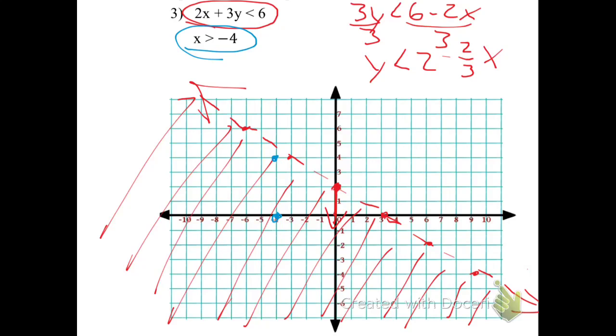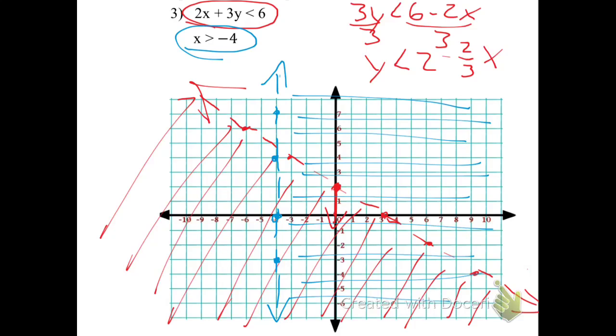If y is 7, x is still, sorry, that one's hitting. It's still negative 4. If you go to y is negative 3, x is still negative 4. So you have this vertical line. It's going to be dashed because it's strictly greater than. And the x's that are greater are to the right. So you're going to shade to the right, which is this direction.